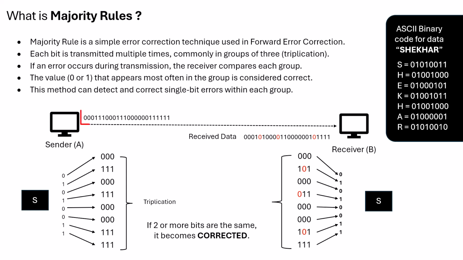Finally, we transferred the data "shekhar" from sender computer A and we received error data at computer B. With the help of the majority correction rule, we fix this corrupted data. Data is received at the receiver.